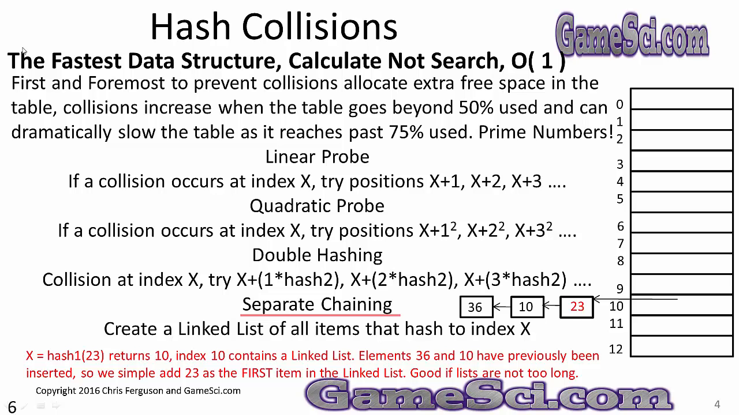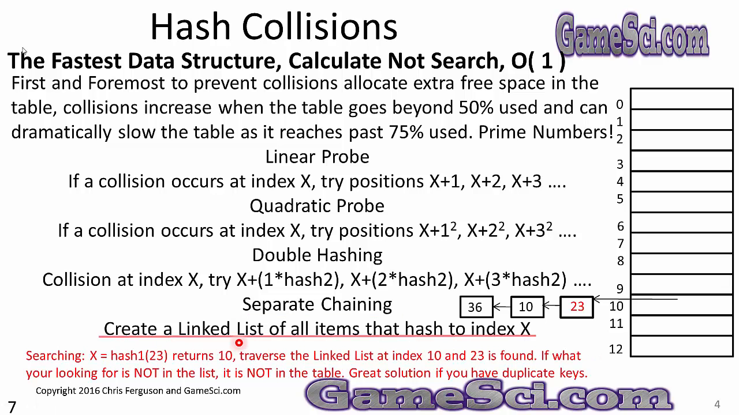Another technique is very different. It does not involve probing. It's called separate chaining. If x equals hash 1 of 23 returns a 10, index 10 contains a linked list. Elements 36 and 10 had previously been inserted in position 10, so we simply add 23 as the first item in the linked list. Now, this separate chaining is good if the lists are not that long. As long as I have short linked lists at each slot, this is a good technique for resolving collisions.